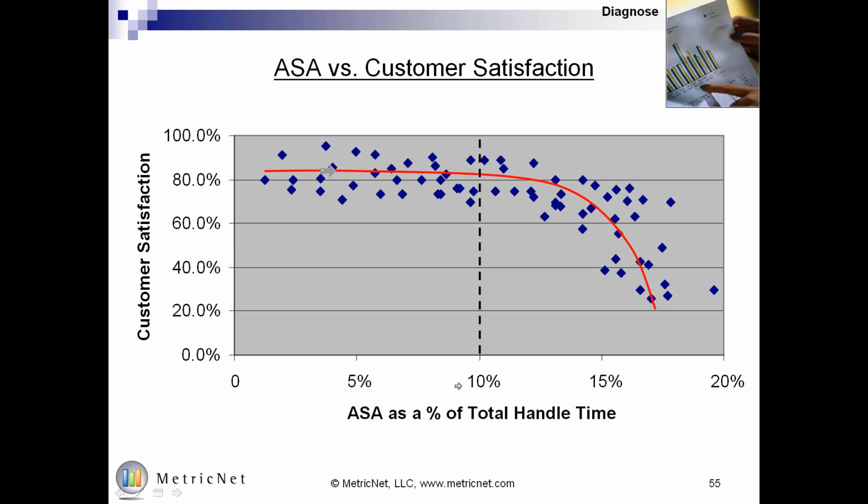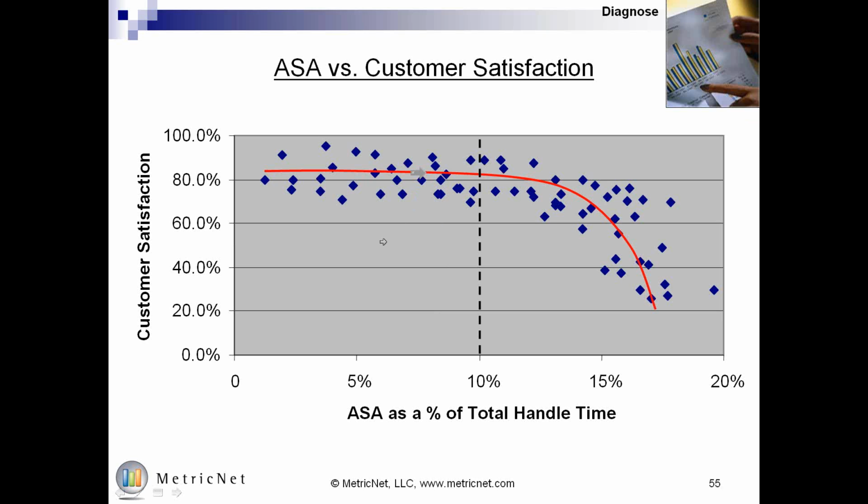So customers tend to think of speed of answer in terms of the total transaction time, and they are willing to tolerate a longer speed of answer when the handle time is longer. The implication being that as long as your speed of answer is less than 10% of your handle time, you're probably okay.